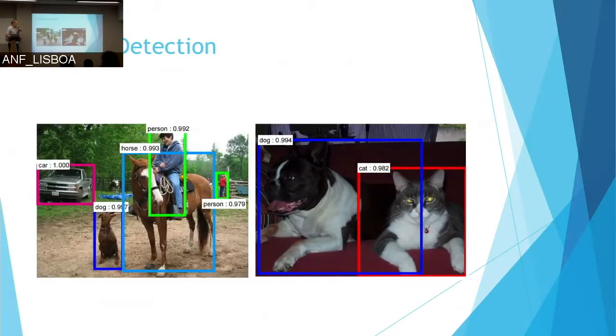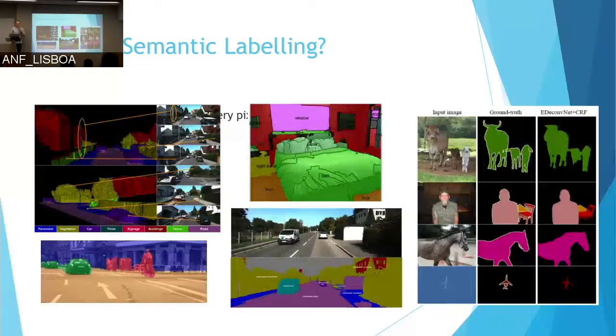Detection is a harder problem. You want to draw a box around every object in the scene and say what it is. And this has progressed as well to also give masks for those objects. Semantic labeling or semantic segmentation means you want to classify every pixel in the image, so then you group into regions. Like in this indoor scene, you've got all the bed pixels in green, the window pixels in purple.